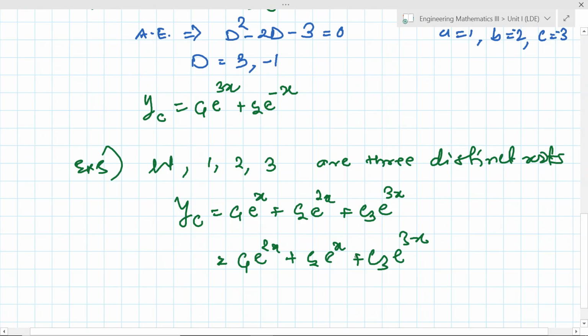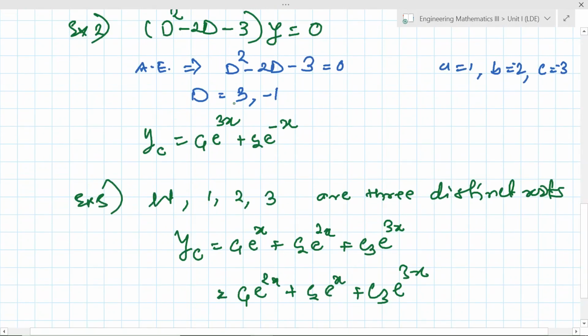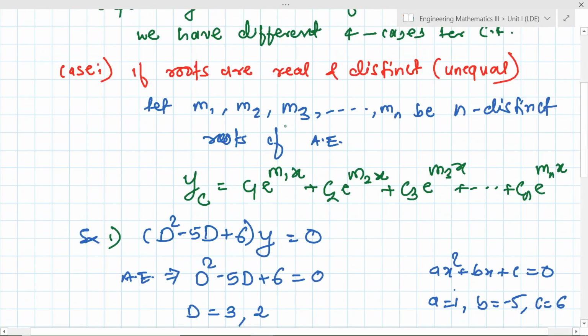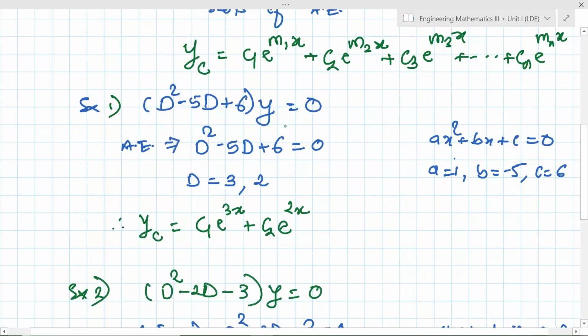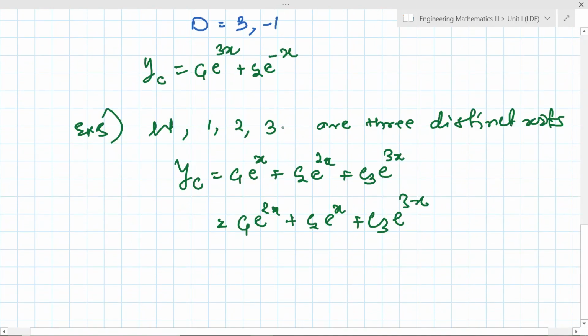So order may be different. One can take here minus 1 first and then 3. So c1 e raised to minus x plus c2 e raised to 3x, it is fine. No problem. C1 and c2 are just arbitrary constants. So this is the first case for a complementary function. If you have a doubt you can ask. Similarly, if we have four distinct roots, we just add c4 e raised to m4x. Okay, so are you getting this?